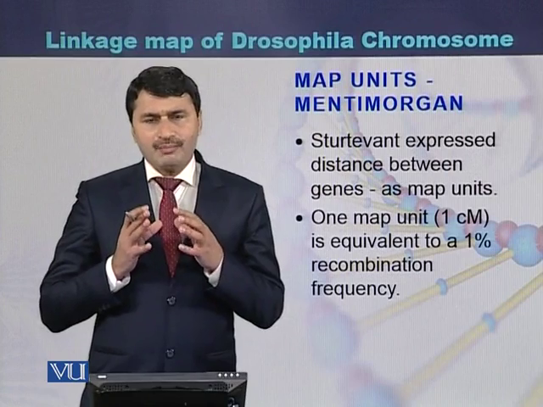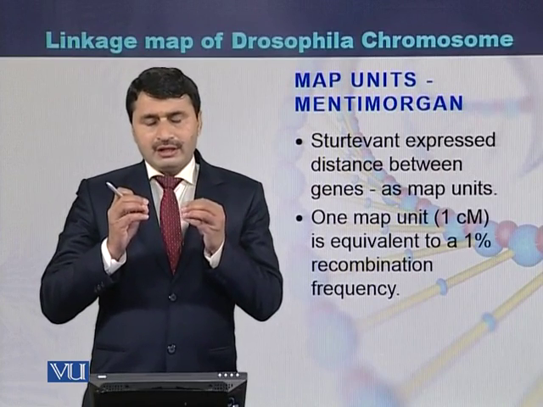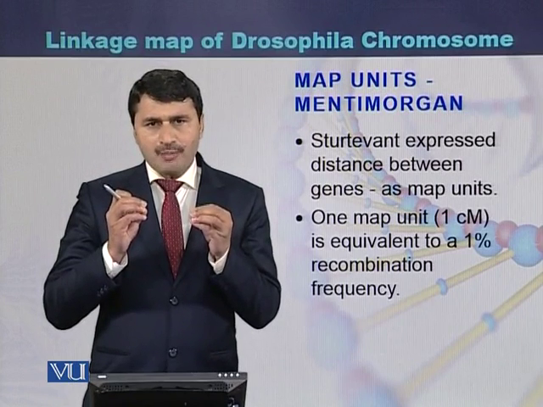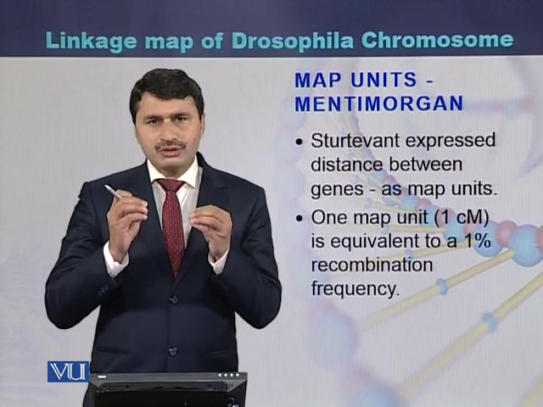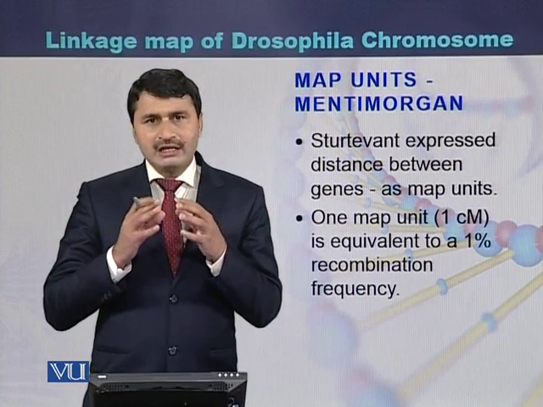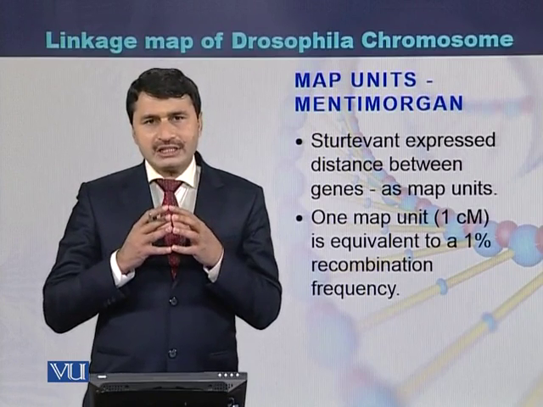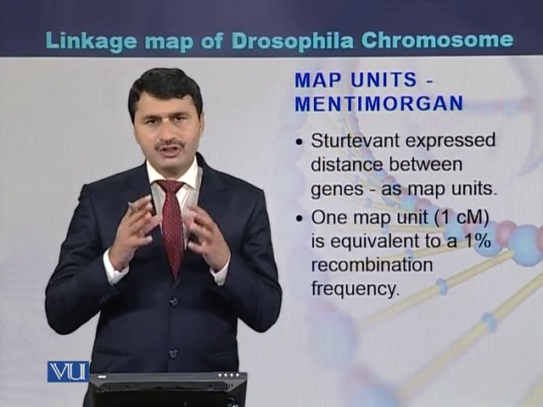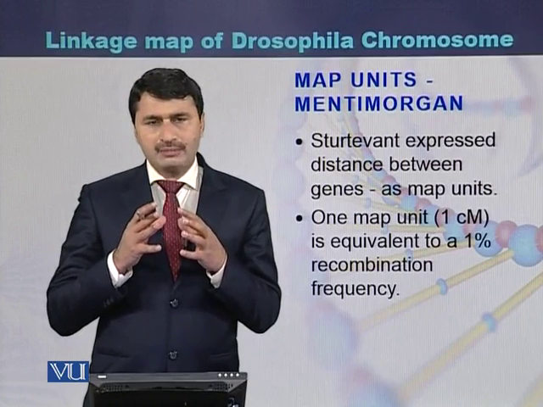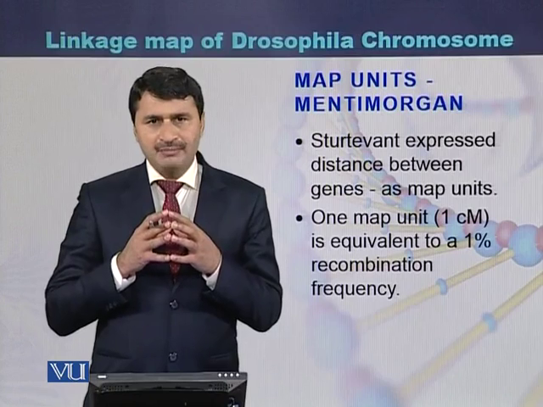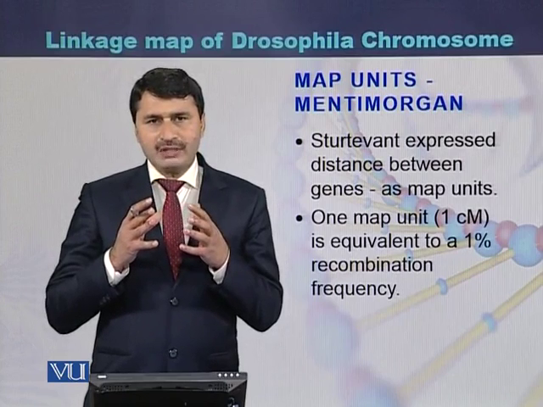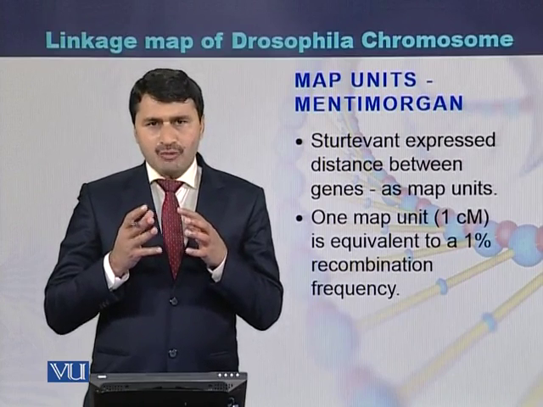Sturtevant showed that genes can be placed on the chromosomes based on recombination frequencies. He used map units to describe these frequencies. One map unit nowadays is equal to approximately 1 centimorgan, and within 1 centimorgan there can be approximately 1 million nucleotides. But it depends on the position on the chromosome. It can vary; it can be 1 million or sometimes more or less.